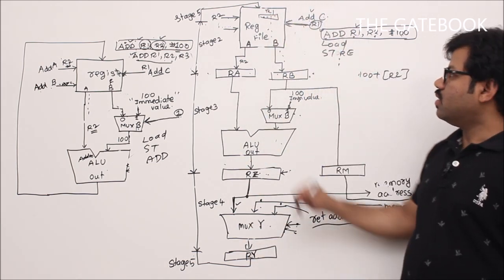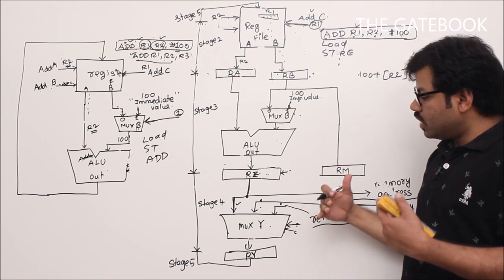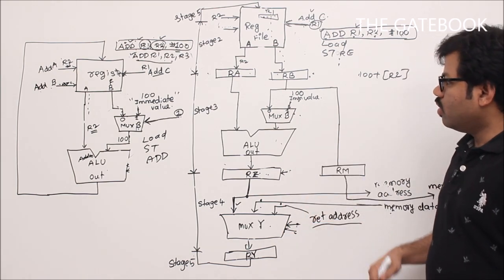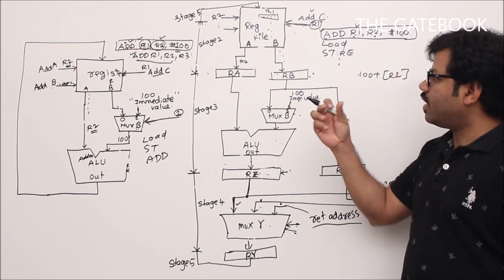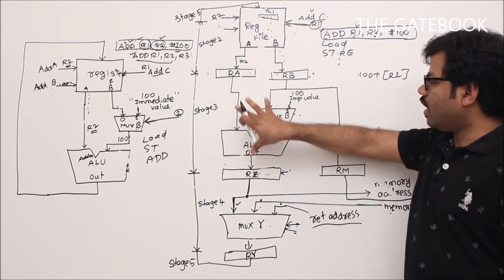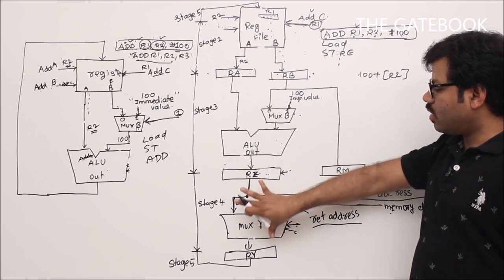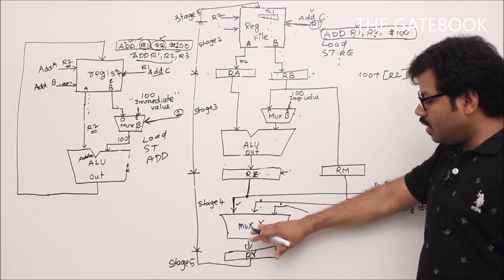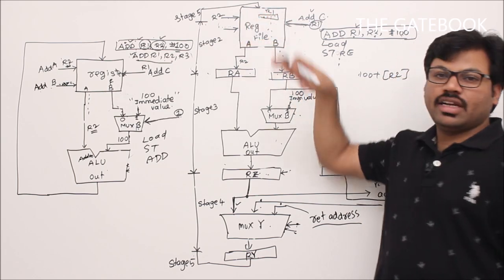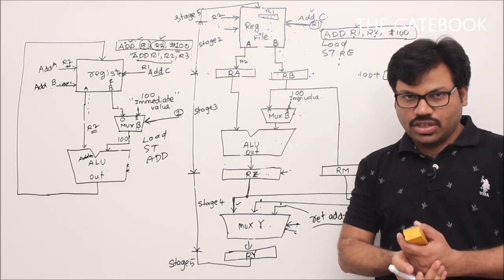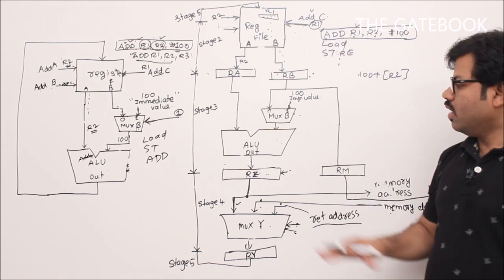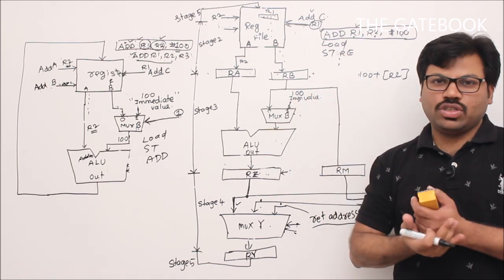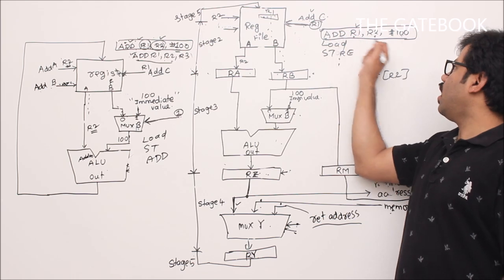So finally, if you generate the signals properly, we can say like this: in the first clock tick this should be done, in the second clock tick this should be done, in the third clock tick this should be done, in the fourth clock tick this should be done. In that way, if you systematically plan your circuits, then definitely the desired task will be done, right? So this circuit really helps you in executing this add R1 R2 100.